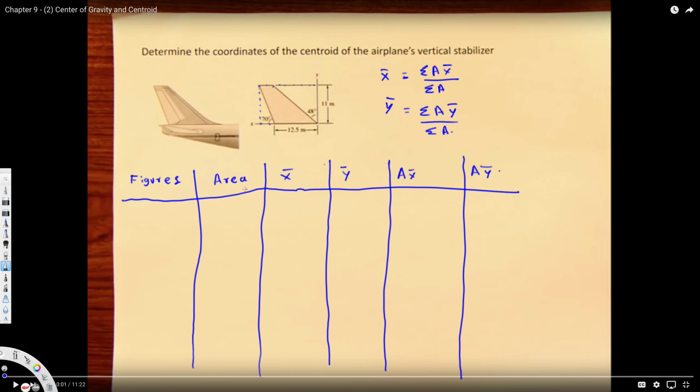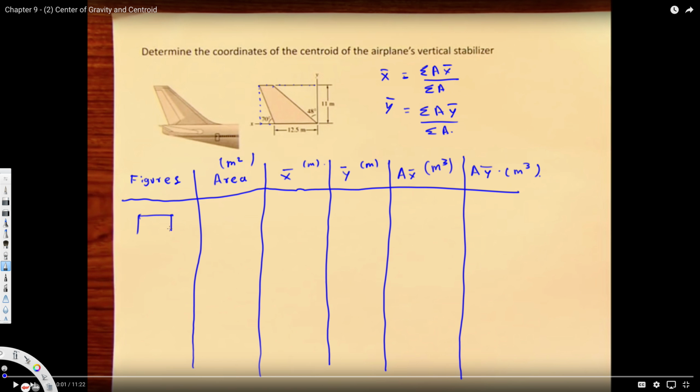Since this is meter, the area is going to be meter squared, and x bar is going to be meter, a distance, and y bar is also a distance, meter. A x bar is going to be area times meter, so it's going to be meter cubed, and A y bar is the same thing, area times meter, so meter cubed. Then let's see. So for the first figure, I'm going to calculate this rectangle first.